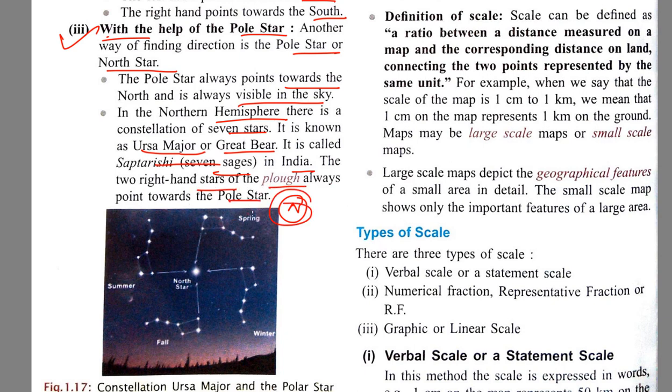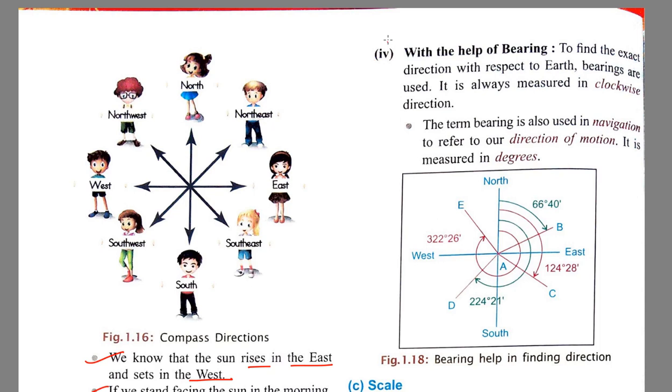Another method is there with the help of bearing. To find the exact direction with respect to Earth, bearings are used. So another method available is the bearing method, and it is always measured in clockwise direction. The term bearing is also used in navigation to refer to a direction of motion, and it is measured in degrees.